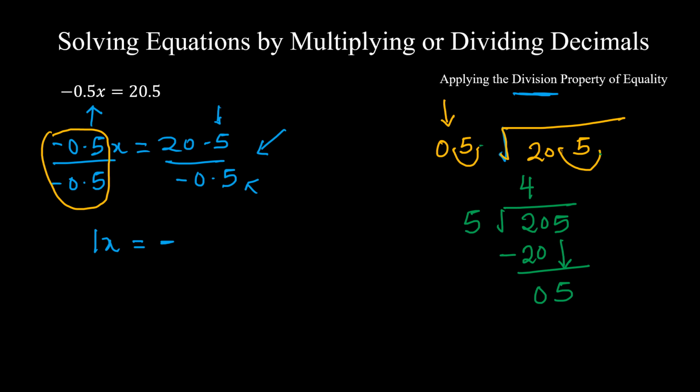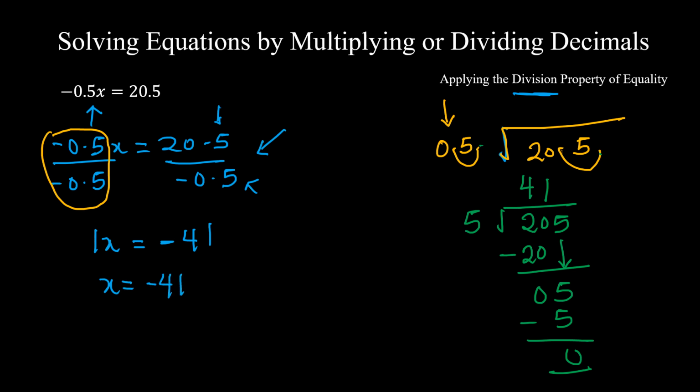5 into 5 is once. So 5 times 5 is 5. You subtract that, you get 0. So you're done. Our answer was 41. So we have 1x is equal to negative 41. And so x is negative 41.